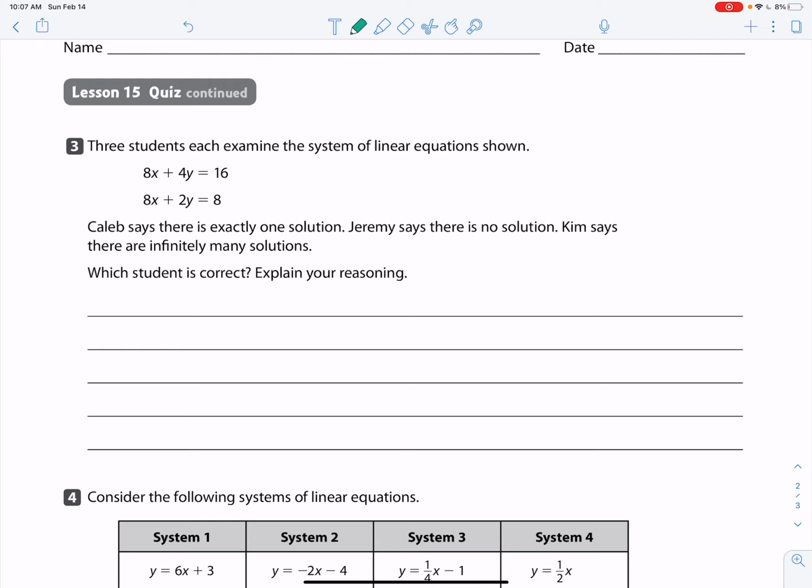So again, before we try to say who's right, we need to figure out on our own what's the solution to this system of equations. In order to do that, we need to put both of these equations in slope-intercept form. So we'll need to move our 8x's to the opposite side, which means we're going to add its opposite. Both of them were 8x, so we'll have negative 8x on the other side.